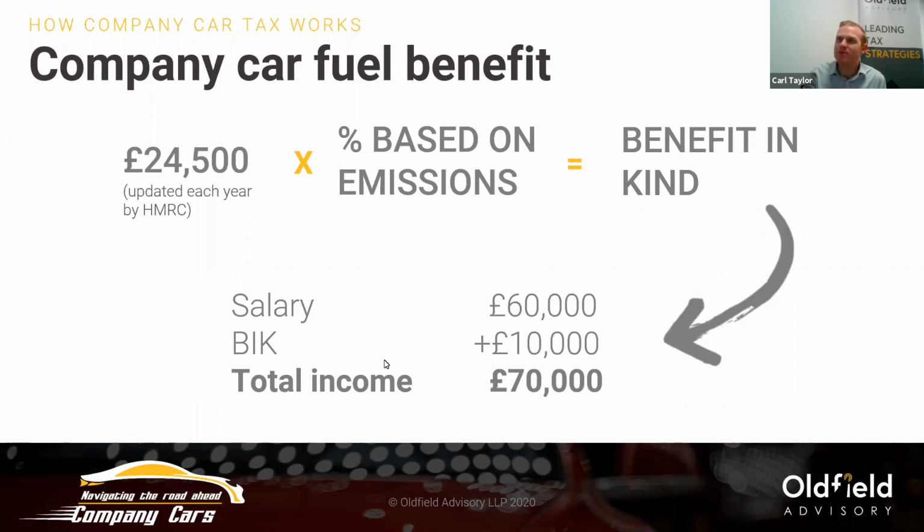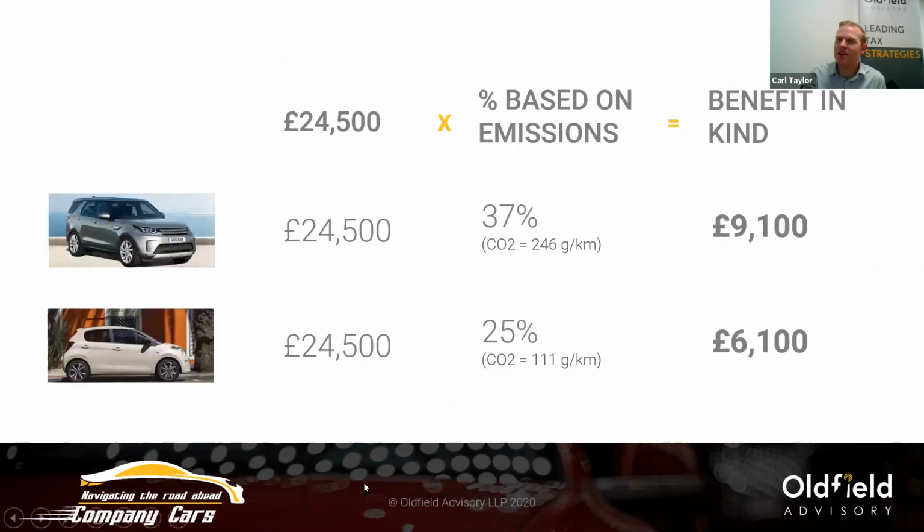I've got the same examples on the slide there for the Discovery and for the Citroen C1, so you can see that in real life. You've got your £24,500 times the CO2 emissions percentage, and that gives you your benefit in kind. So hopefully that explains how company car tax and company car fuel benefit tax works in brief.